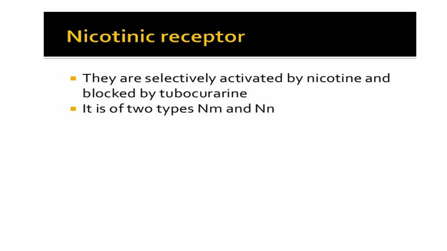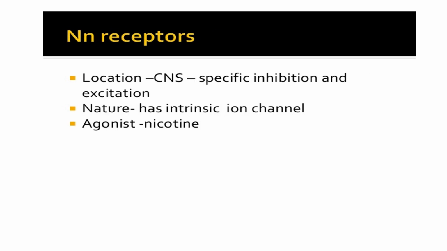So the two types of nicotinic receptors are NM and NN. NM is at the neuromuscular junction, while NN is at the autonomic ganglia. As I told you, the specific location of NN is the CNS, autonomic ganglia and adrenal medulla. It causes inhibition and excitation, and the nature of the receptor is an ionic channel. The other receptors were all G protein coupled receptors. This is an ionic channel receptor. The agonist is nicotine.